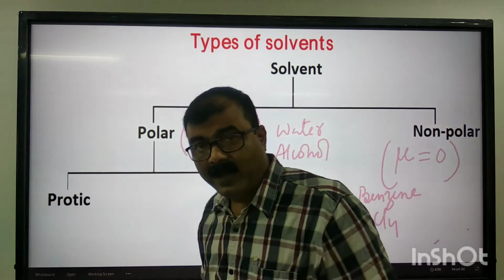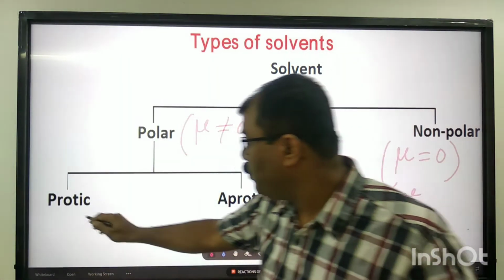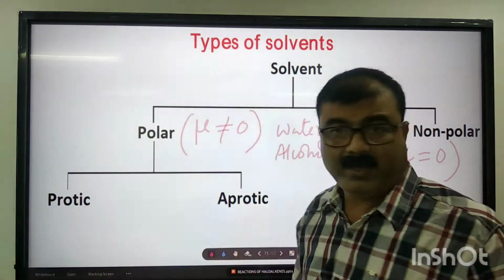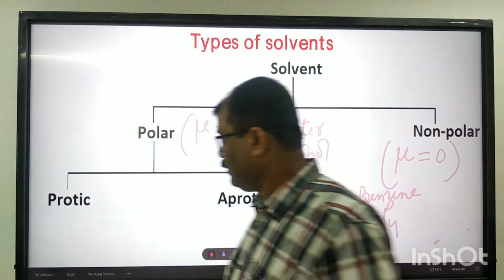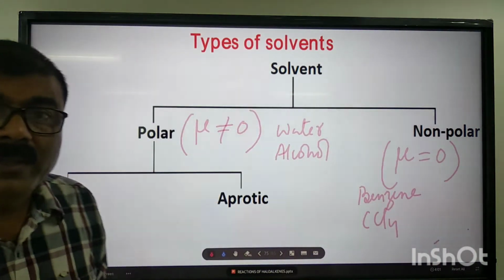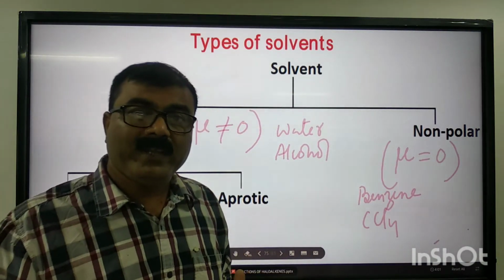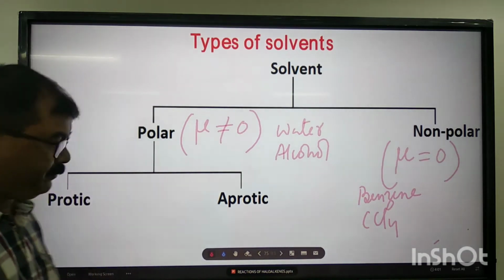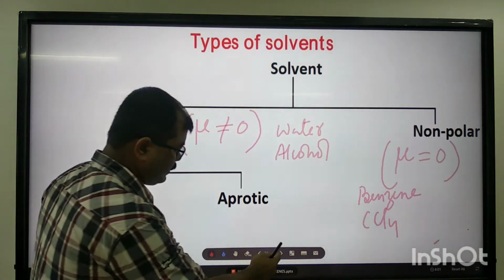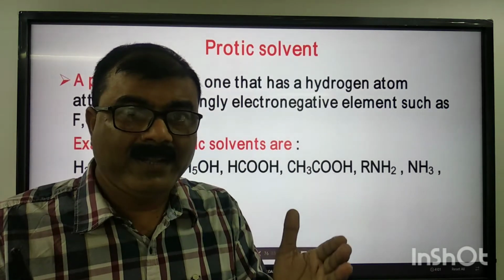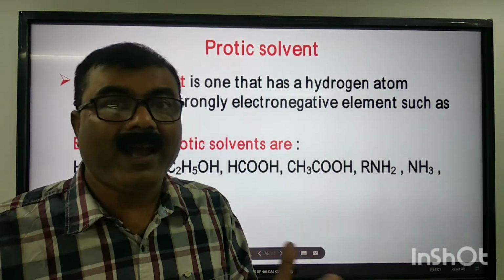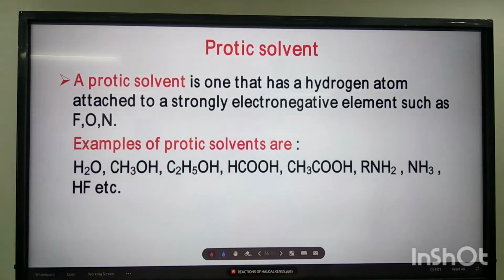Polar solvents are mainly divided into protic and aprotic: polar protic and polar aprotic. So what is the difference between polar protic and polar aprotic solvent? Let us try to understand. What is protic solvent? It is polar only. Polar is divided into two, protic and aprotic.